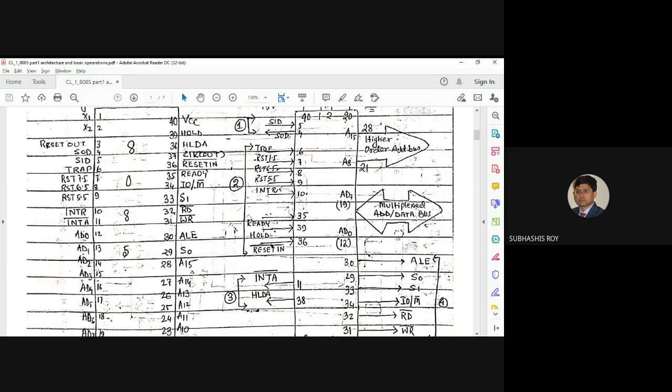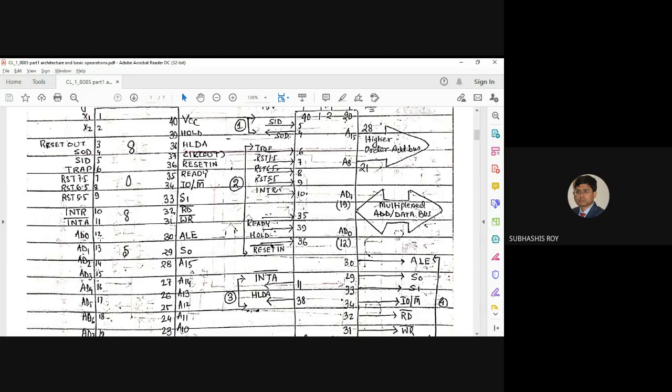Then pins number 6, 7, 8, 9, 10, 11. These pins are used for the interrupt process. So TRAP, RST 7.5, 6.5, 5.5 interrupts, INTR means interrupt request. Then INTA means interrupt acknowledgement. These pins are used for handling the interrupt process. And one thing you should note here is that I have drawn a bar or a single line over INTA to show you that INTA, the interrupt acknowledgement pin, is active low. So this complement sign is used to show that this is an active low pin.